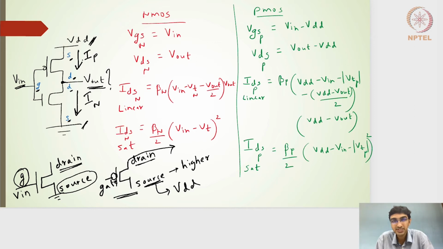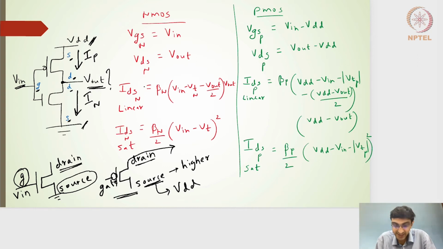Right. So the cutoff region is very, very simple. The current should be 0 in the cutoff region. Whenever the input voltage, or the VGS value for the NMOS, is less than 0.3 volts, the VT value, then the current is 0. And for the PMOS, if VSG is less than 0.3 volts, then the current should be 0 for the PMOS. Right. So assuming that the transistors will be in the linear or the saturation region, I need to find out the currents.